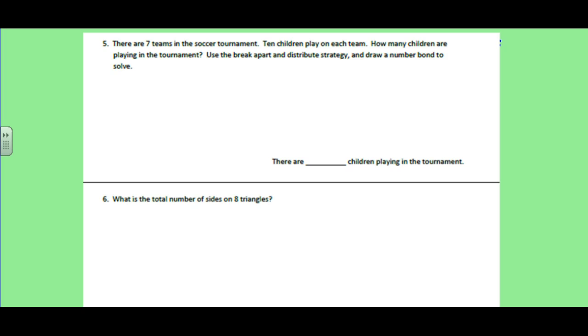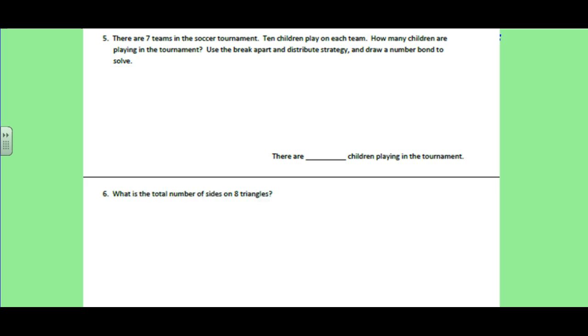Okay, on to the back side of the problem set. Number 5 says there are 7 teams in the soccer tournament. 10 children play on each team. How many children are playing in the tournament? Use the break apart and distribute strategy and draw a number bond to solve. Okay, we don't have to do that.